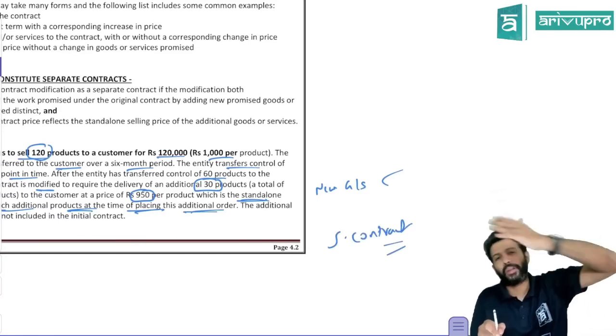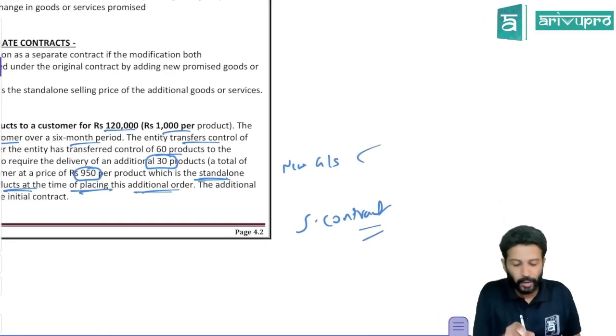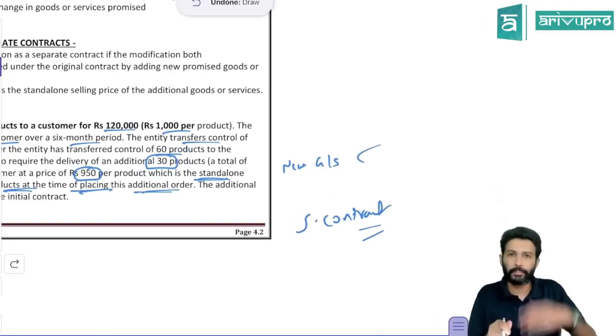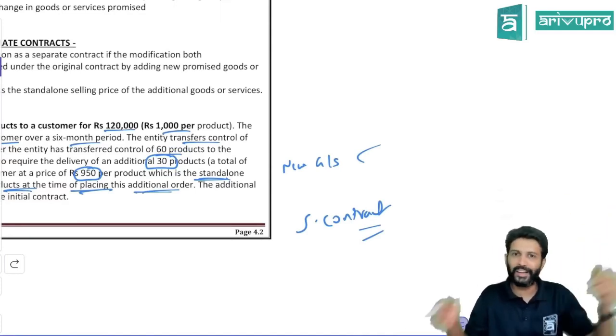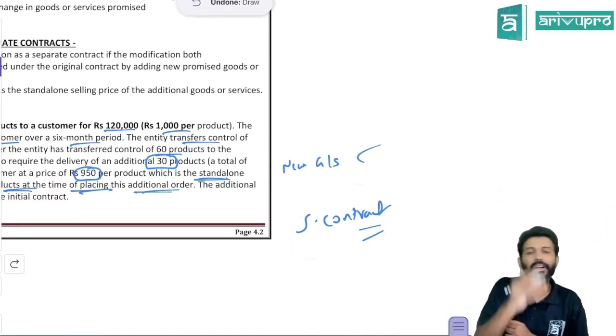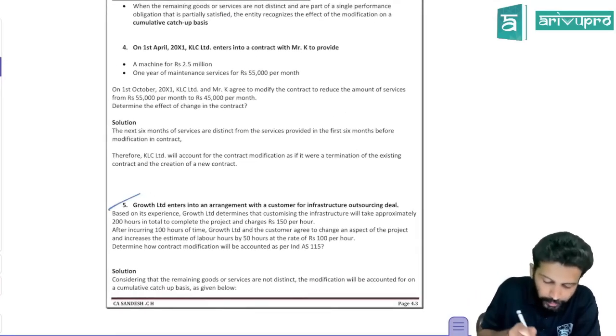Old contract accounting will happen normally. New contract accounting you do for these 30 products as a separate contract. For revenue recognition there are 5 steps. For the old contract you do the 5 steps separately. For the new one you treat it as a separate contract and apply the 5 steps separately. That is all done. So let's look at maybe one more question.